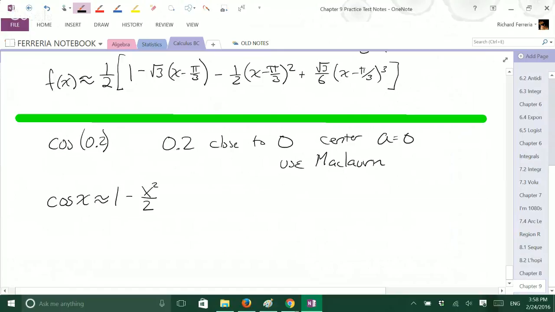Okay, so that means cosine of 0.2, and I find it easier to do this with a fraction. So cosine of 1/5 is approximately equal to 1 minus half of 1 over 25. That's 1/50th, so 50 over 50 minus 1 over 50, that's 49 over 50. So cosine of 0.2 is approximately equal to 0.98.